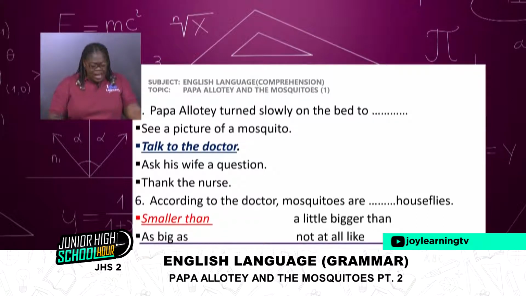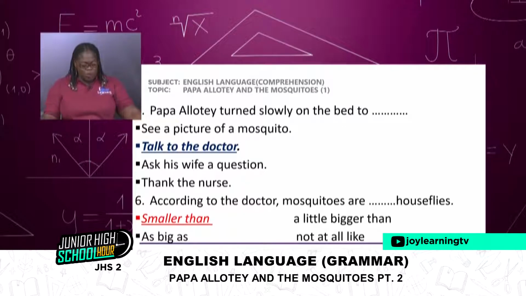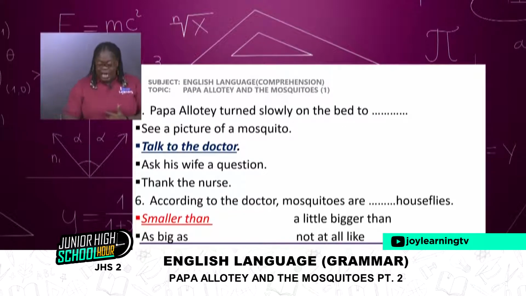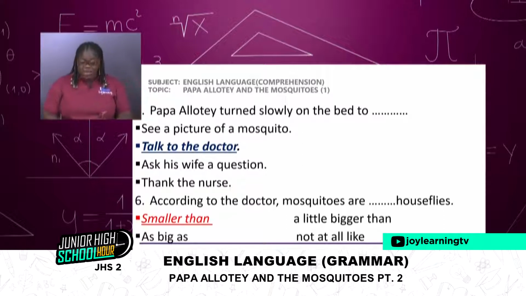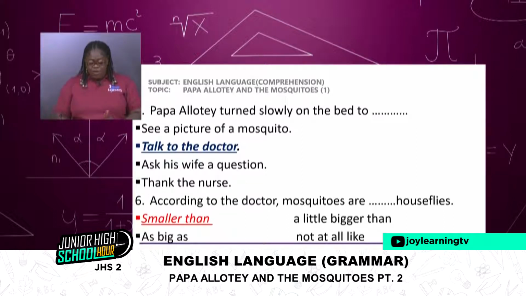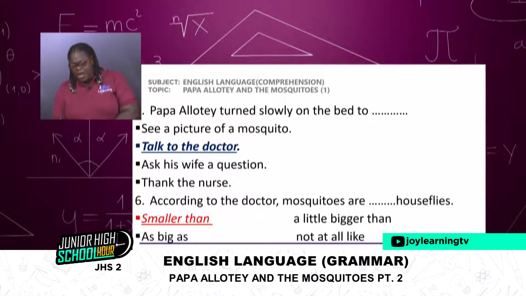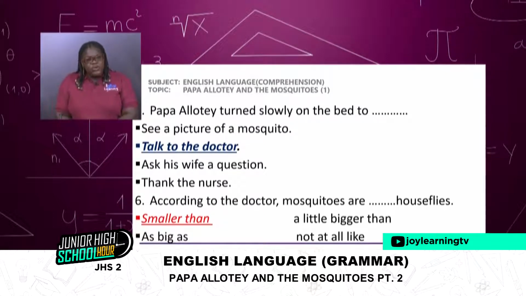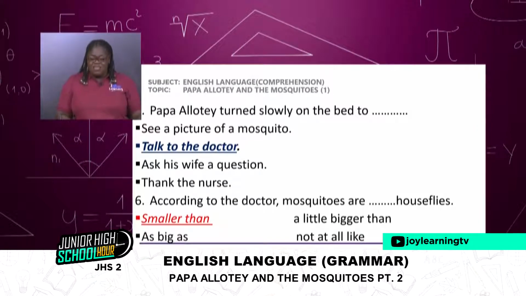Now, number 6, according to the doctor, mosquitoes are dash houseflies. So I have smaller than houseflies, as big as houseflies, a little bigger than houseflies, and not at all like housefly. I believe that in the story, we got to know that mosquitoes are smaller than houseflies. So my answer here, smaller than houseflies.